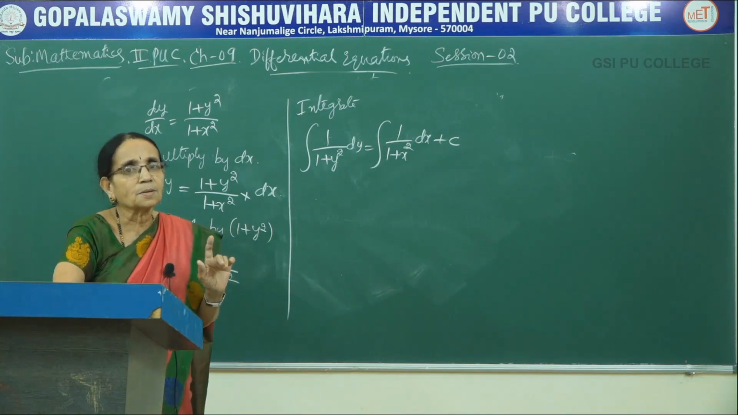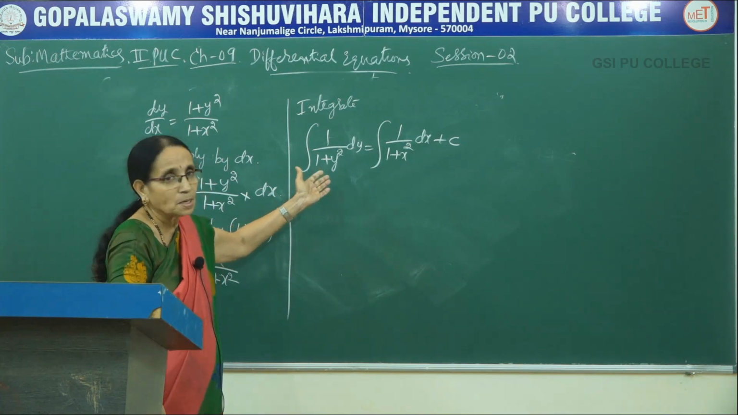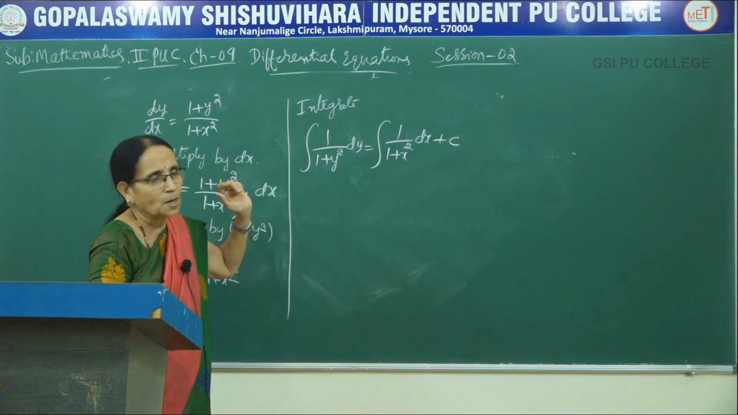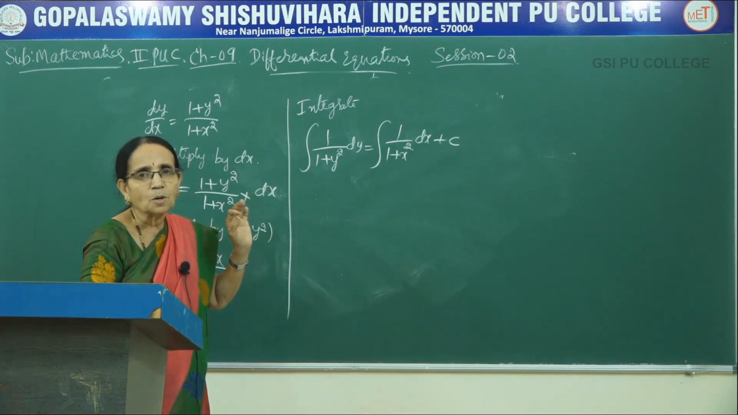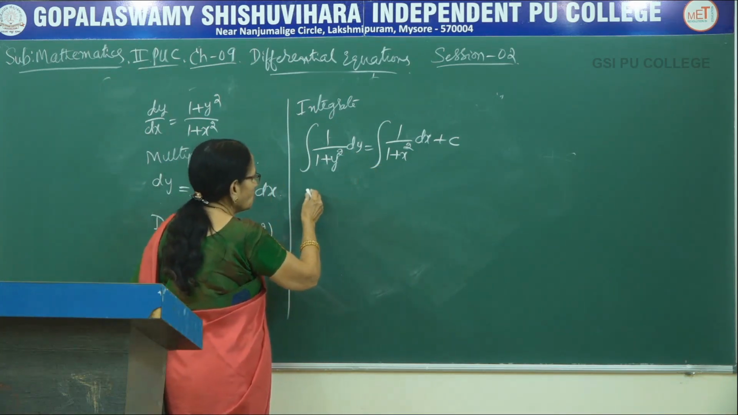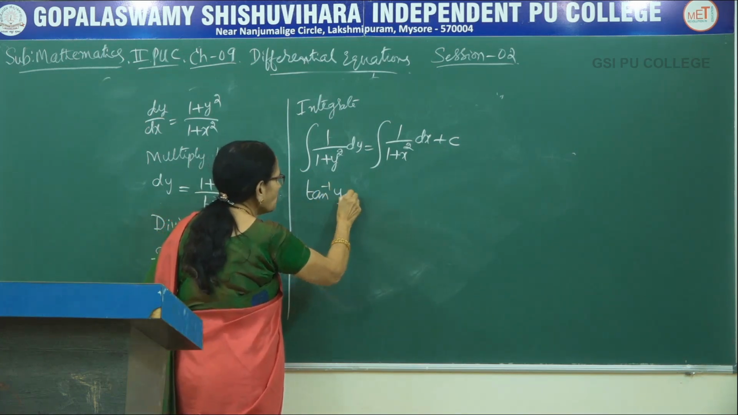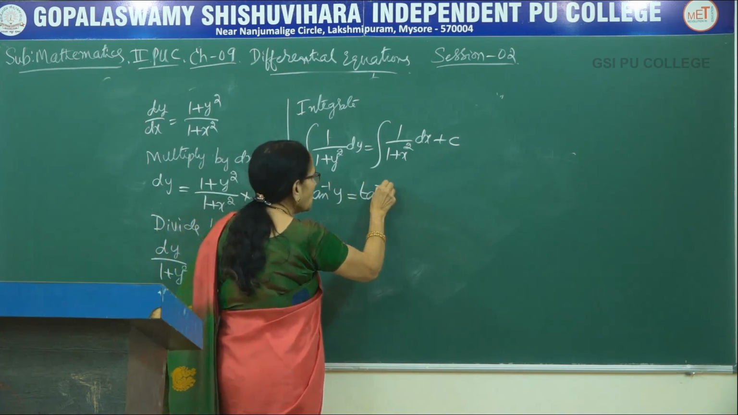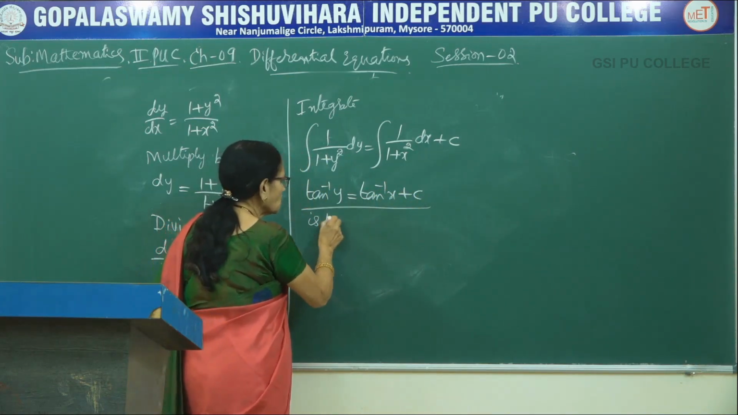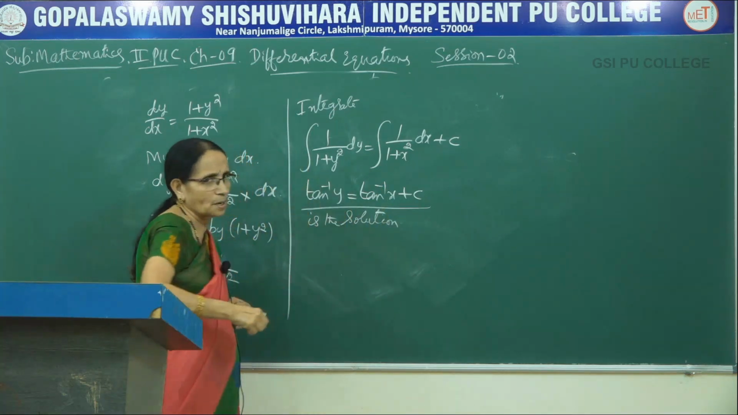You have learnt about 6 special functions in integration. This resembles the third one, that is integral 1 by a square plus x square, that is 1 by a into tan inverse x by a. In the place of a, this 1, therefore 1 by 1, or you can directly write tan inverse of y is equal to tan inverse of x plus the constant c is the solution. See, I told you already, you can stop here.